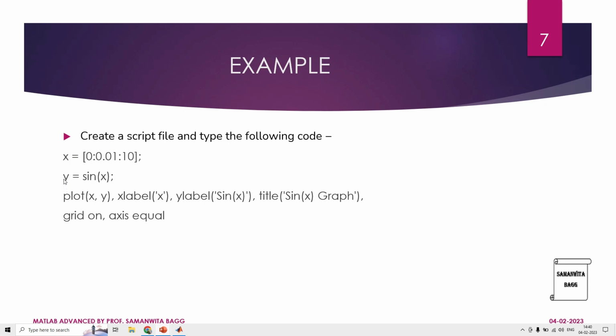We are plotting the function y is sine of x. We'll plot x comma y. Now just look here, what are the extra things added? The first thing that is added is x label. We are going to write there x. Y label is sine x. The title of the entire graph is going to be sine x graph.